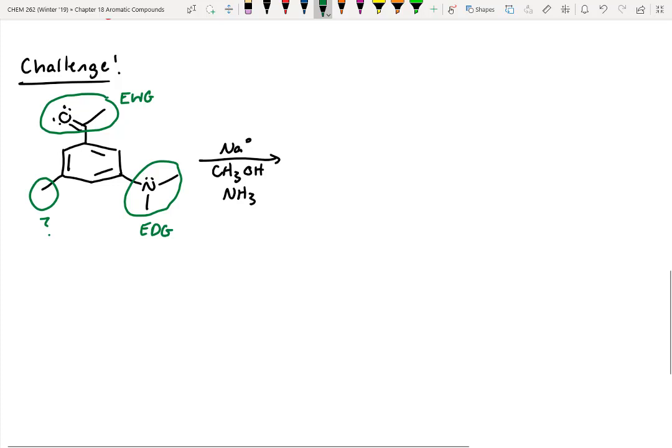Can we do resonance with the methyl group? No? Okay, so now we're kind of stuck in this pickle. The question is, do methyl groups stabilize positive charges or destabilize positive charges? Another way of thinking about it is when we ran into carbocations, we said that this is more stable than that, right? Why?